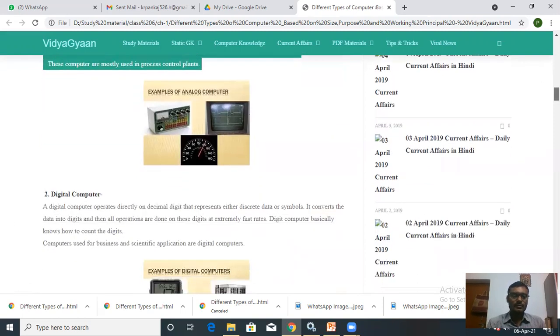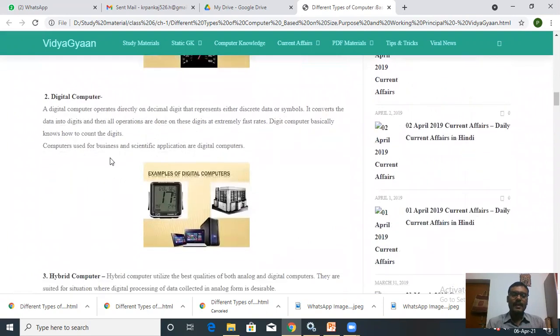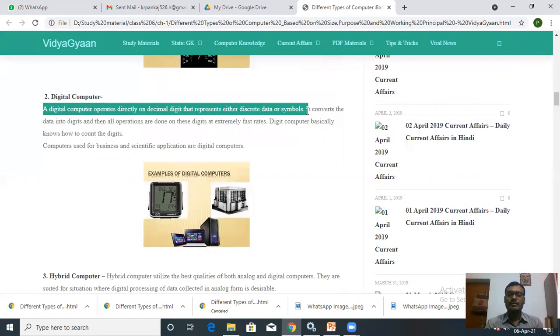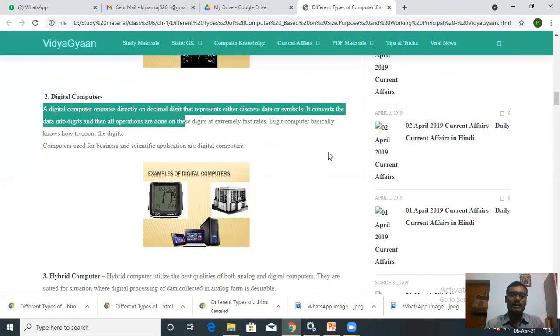Now coming to digital computers. A digital computer operates directly on decimal digits that represent either discrete data or symbols. Means the computer which we are using at home, the desktop computer, is an example of a digital computer, because it converts the data into digital form, and then all the operations are done on these digits at extremely fast rates.